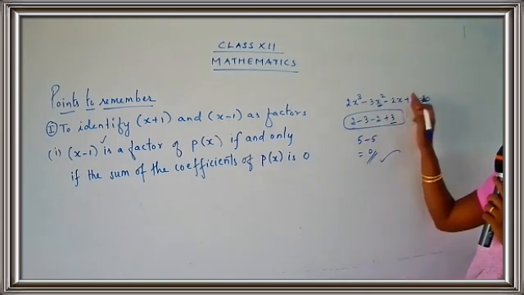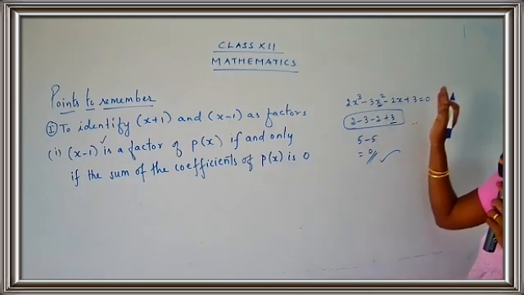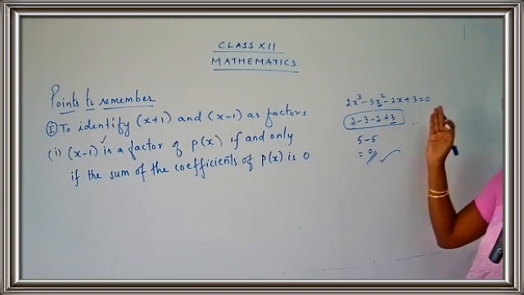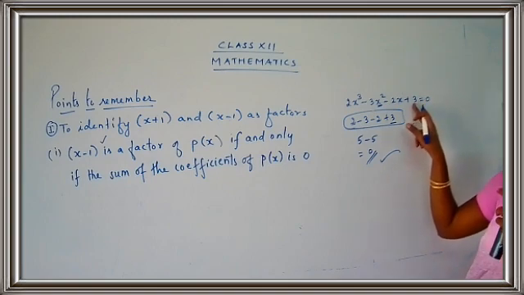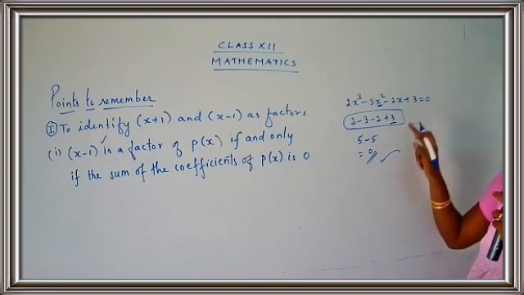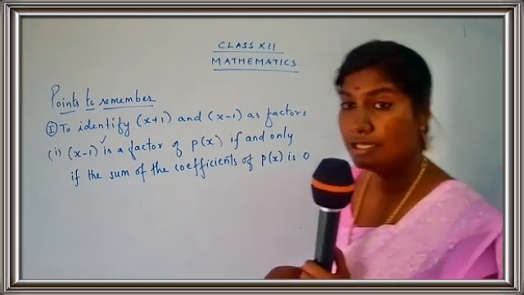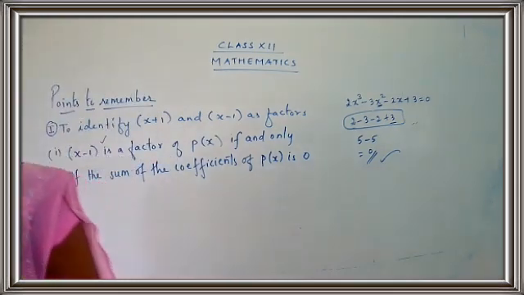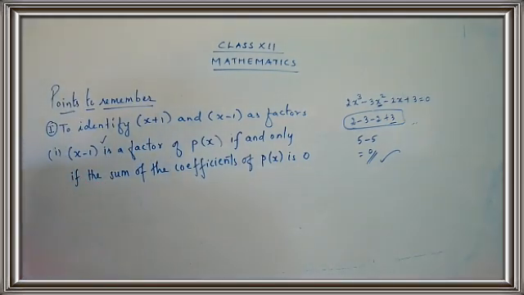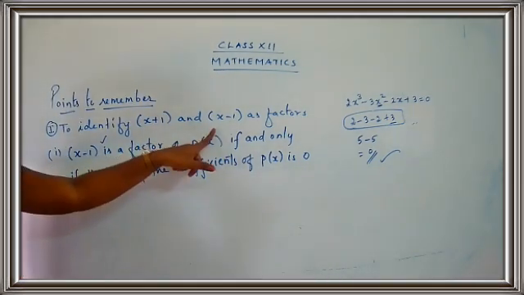So just add all the sums of the coefficients. That is, you're going to take the sum of all the coefficients, including the constant also. And if you get the answer as 0, you can say that x minus 1 is a factor of the given polynomial. Okay. Now let's come to the next case over here. So here we identified for x minus 1.